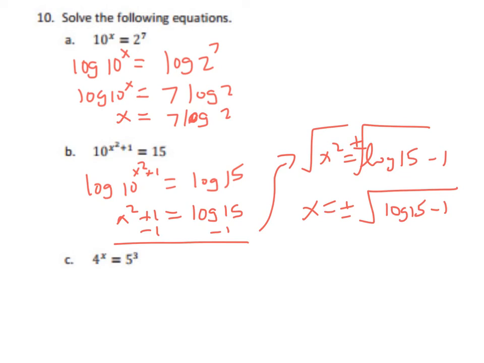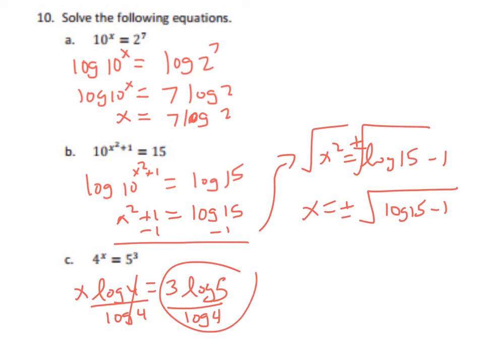Can happen that way. In C, I can rewrite this as x times log of 4 equals 3 times log of 5. And since they're solving for x, all I got to do is divide by log of 4, divide by log of 4, and there's your answer. They're going to cancel. That's what the thing turns out to be.